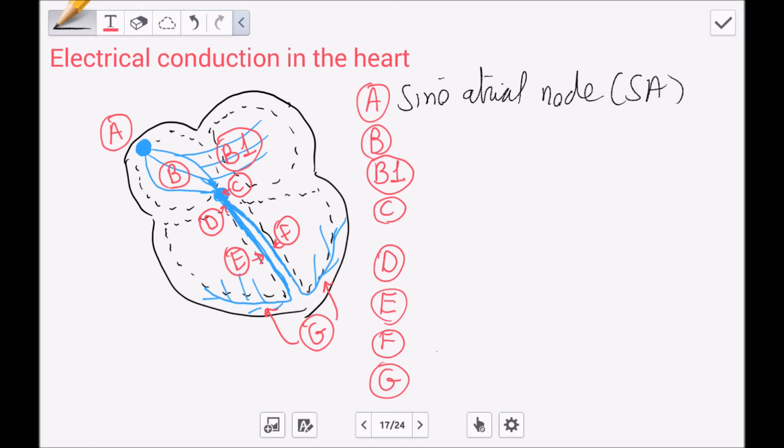Also called the SA node. Okay, so it's very close to the superior vena cava on the right atrium. B, from here, those are the internodal pathways. B1, I just separated that instead of going through C. This, as you can see, B1, actually goes towards the left atrium, and this is Bachmann's bundle.